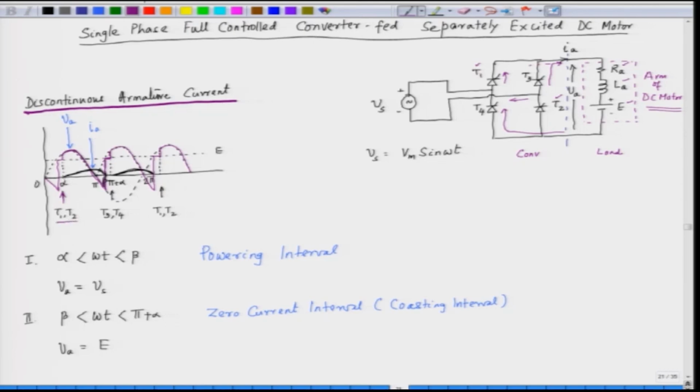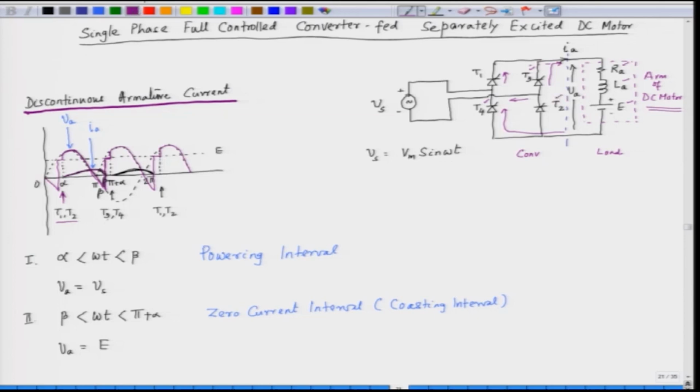The current starts from 0 and gradually builds up, and then again comes down to 0 at an angle beta, the extinction angle. Afterwards the current is 0 till the next pair of SCRs are triggered. The next SCRs are T3 and T4, which are triggered in the negative half cycle.